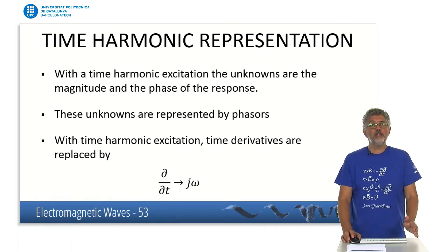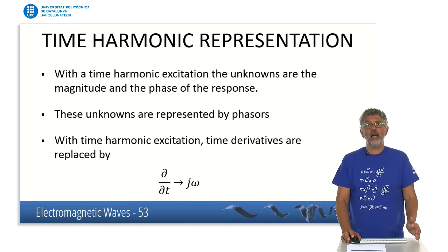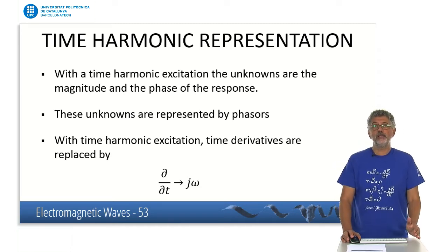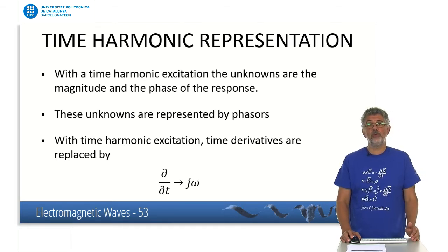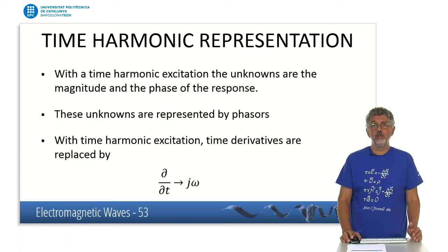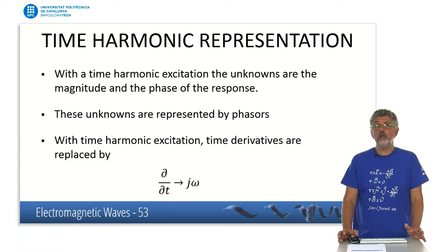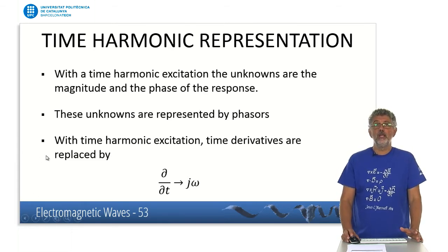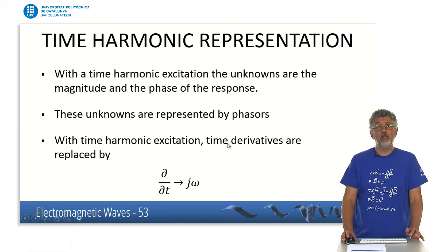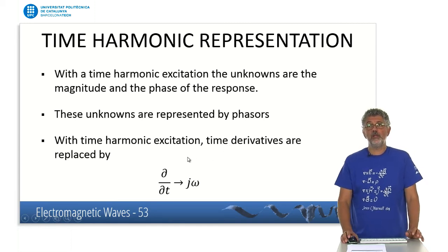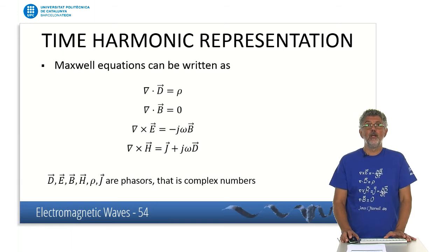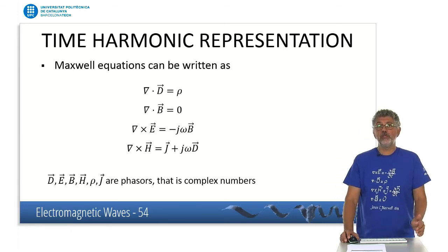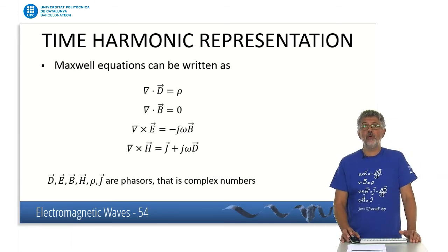Notice that with a time harmonic excitation, the unknown for any field is just the magnitude and phase of the response, because we already know that the response will also be a harmonic function with the same frequency. These unknowns are represented by phasors. It is also important to notice that with time harmonic excitation, time derivatives are replaced by just multiplying by j omega. So now we can write Maxwell equations for time harmonic excitation in the following way.